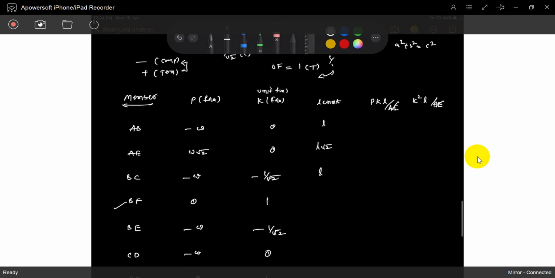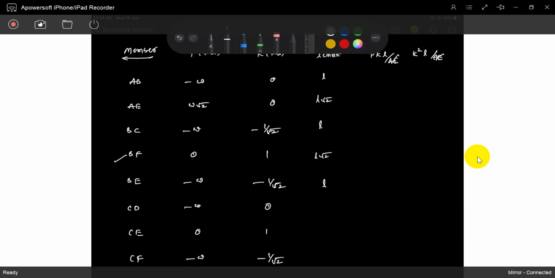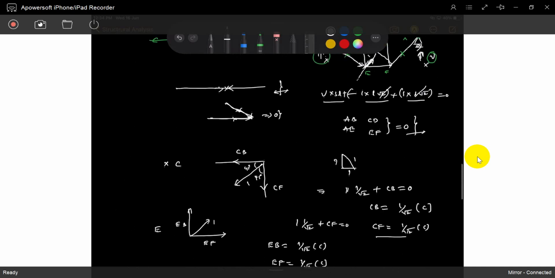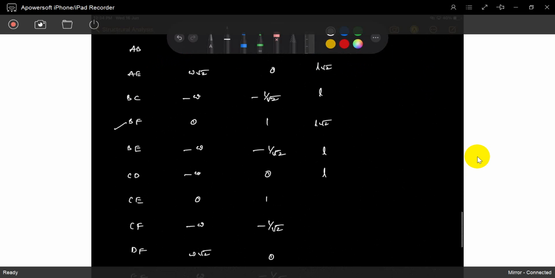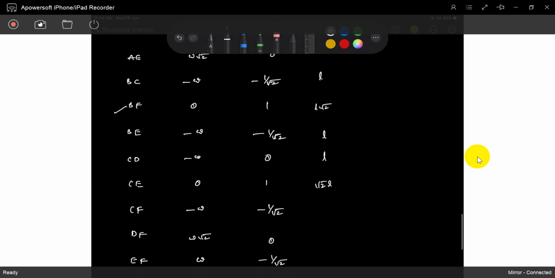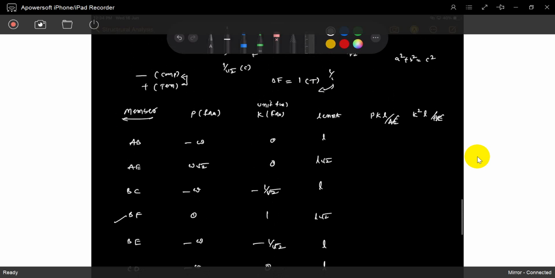So BC is L, BE is L, BF is L root 2. Okay, so CD is also L. CF is L, DF is L root 2. So now we will calculate PKL and K square L.